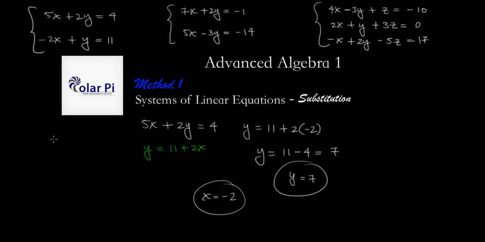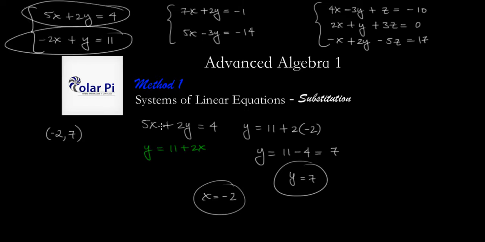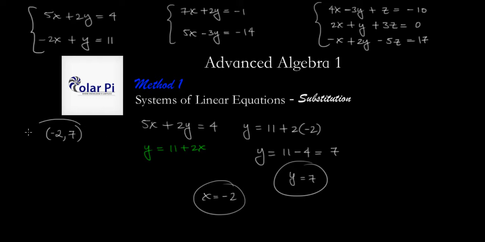And of course, these aren't just y and x values. They are a pair of coordinates, right? So negative 2 comma 7, which is the point of intersection of this line and this line. And we talked about that in method 0. We talked about what solving systems means visually and all that good stuff. So this here is the point of intersection of these two lines in the xy plane. All right, cool. Let's go to the second system.